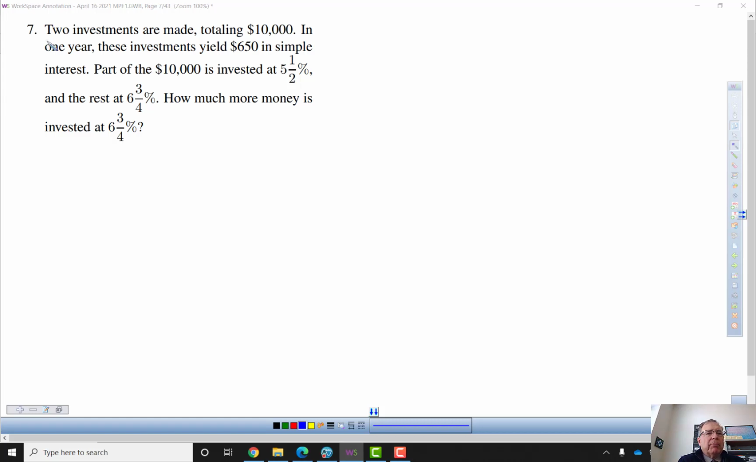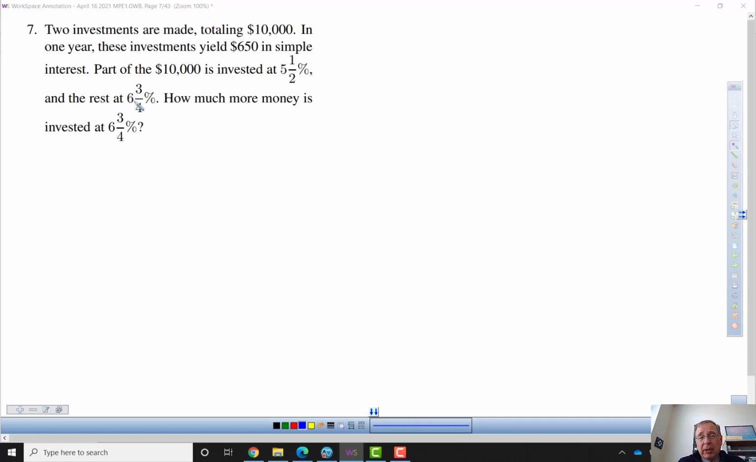So for number 7, 2 investments are made totaling $10,000. In 1 year, these investments yield $650 in simple interest. Part of the $10,000 is invested at 5.5% and the rest at 6.75%. How much more money is invested at 6.75%?